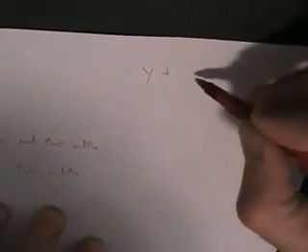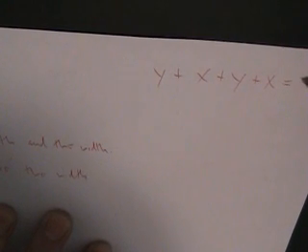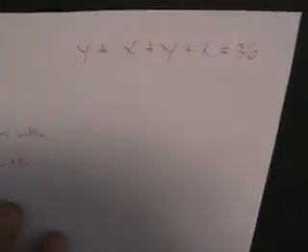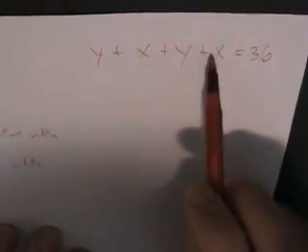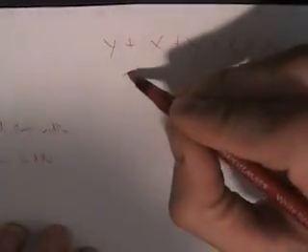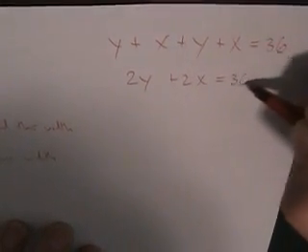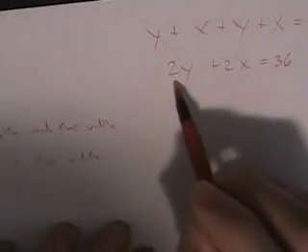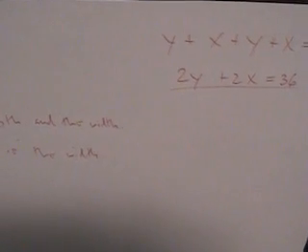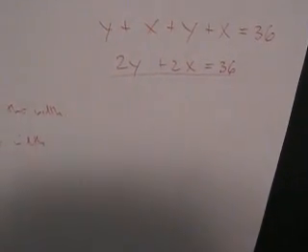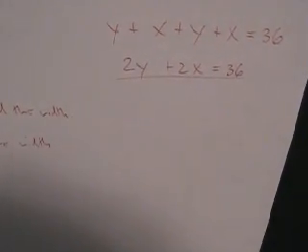Okay? So maybe I'll write it here on the side. So if I have y plus x plus the other y plus the other x, that should be 36. And maybe, because y and y is 2y and x plus x is 2x, I could just write 2y plus 2x equals 36. Okay? So this is one of the equations we're going to use. We have to set up one more equation. Okay? And the other equation comes from the sentence.